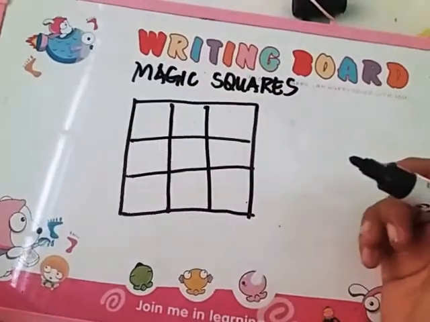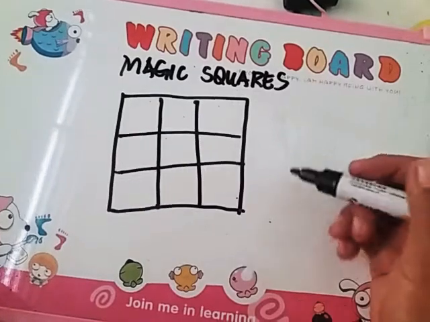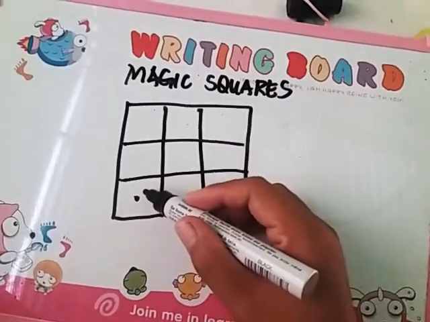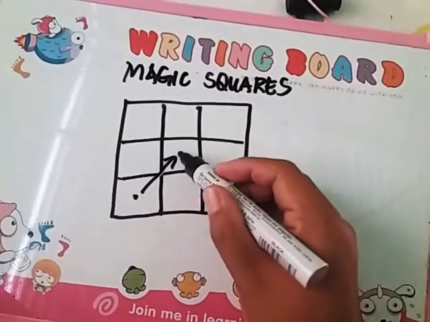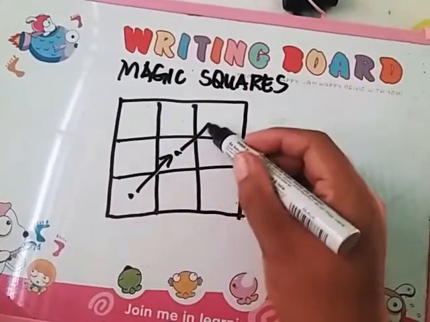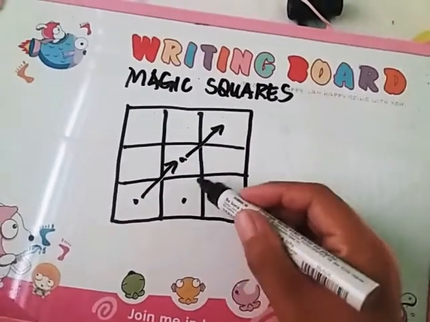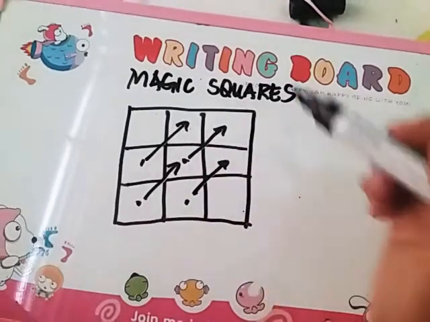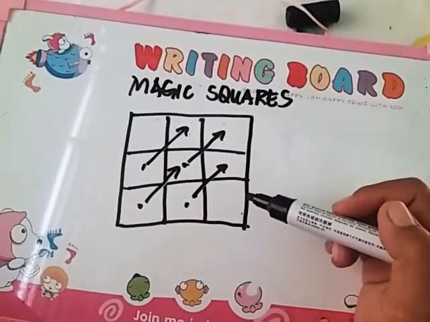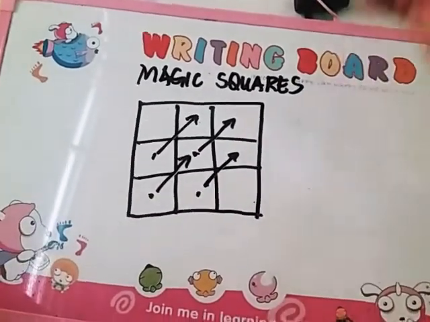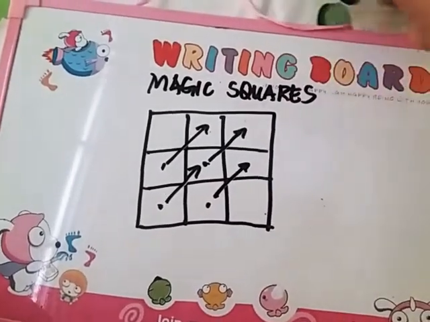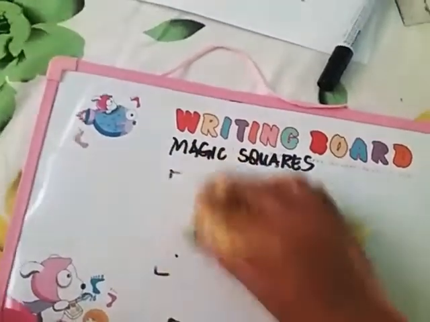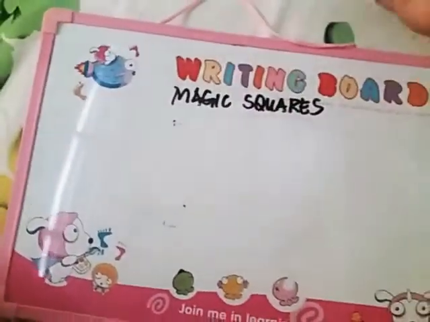Wherever you are in the magic square, you always move top right. If you're here, you move top right. If you're here, you move top right. You're here, you move top right. Okay, that's the first rule. Second rule.